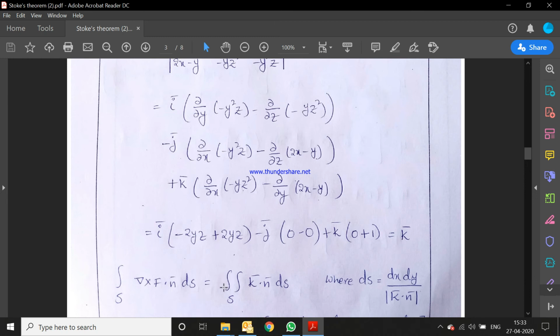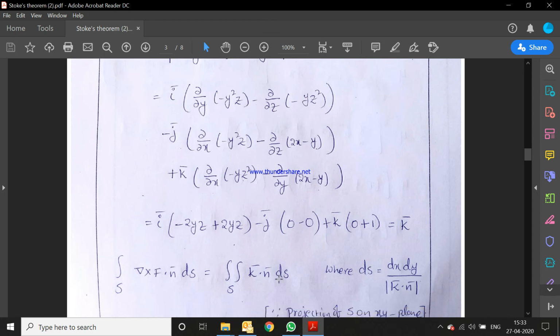Then substitute in the formula: we get k bar dot n bar dS, but here dS is equal to dx dy by modulus of k bar dot n bar. How do we write this? We can write this using the projection on the xy plane. So for the projection on the xy plane, dS is equal to dx dy by modulus of k bar dot n bar, which is a formula from surface integration.